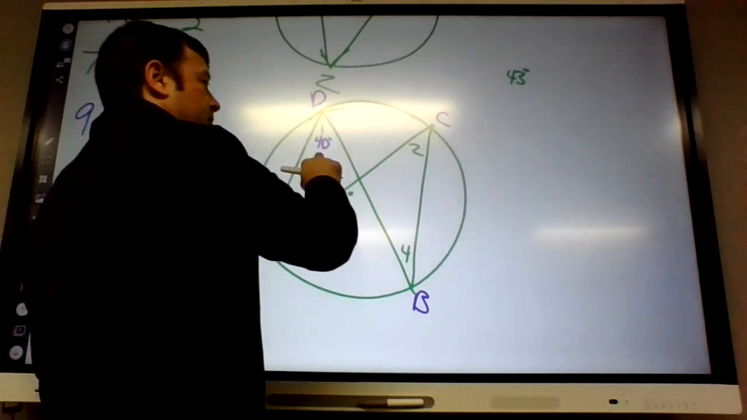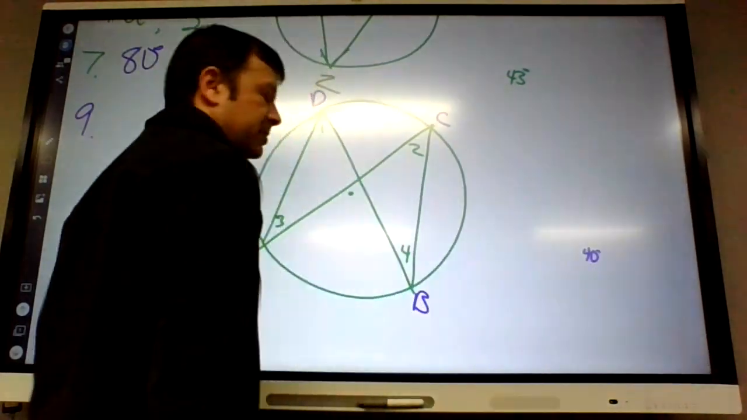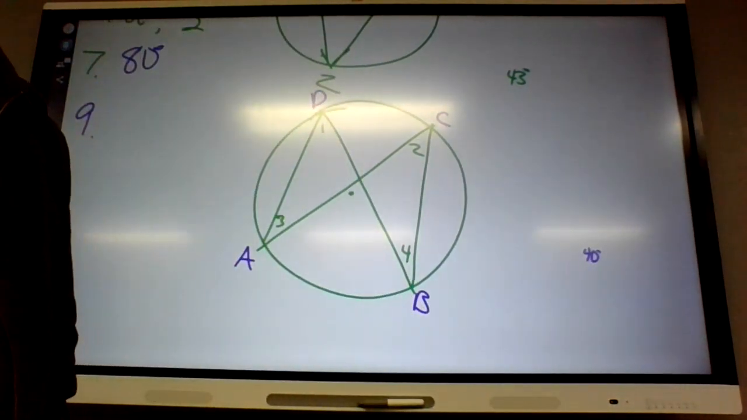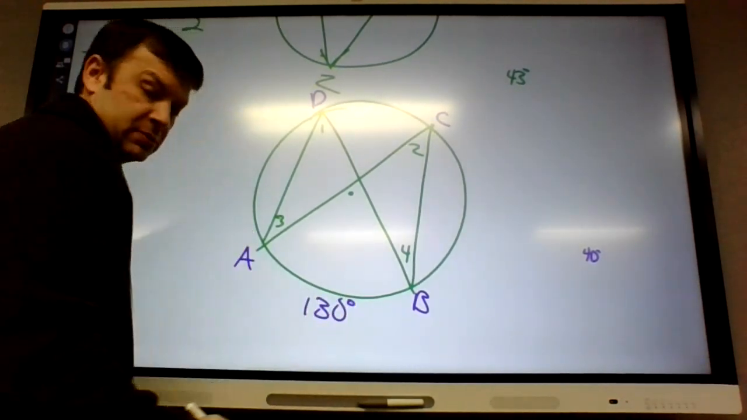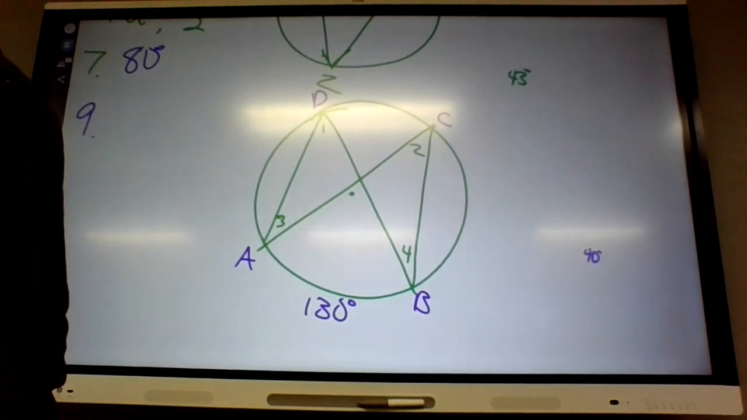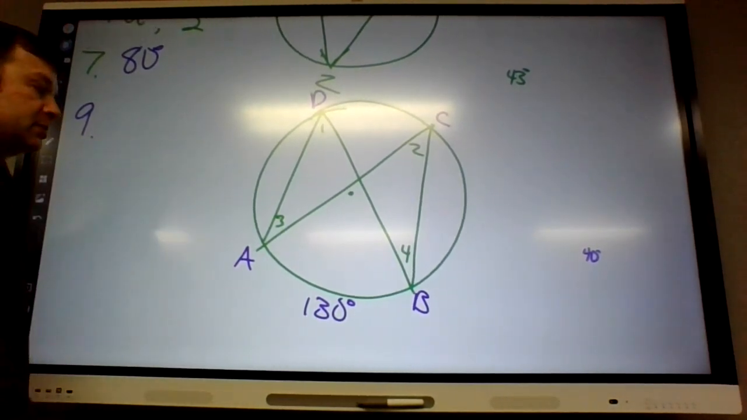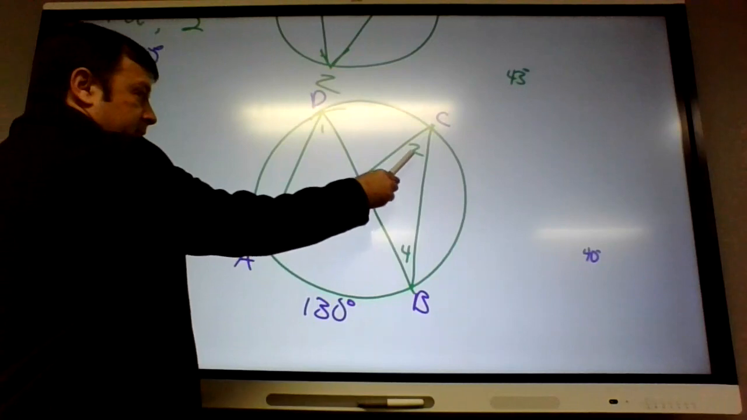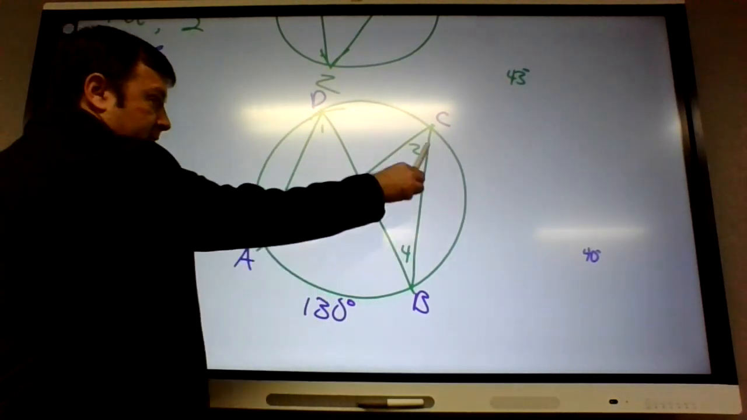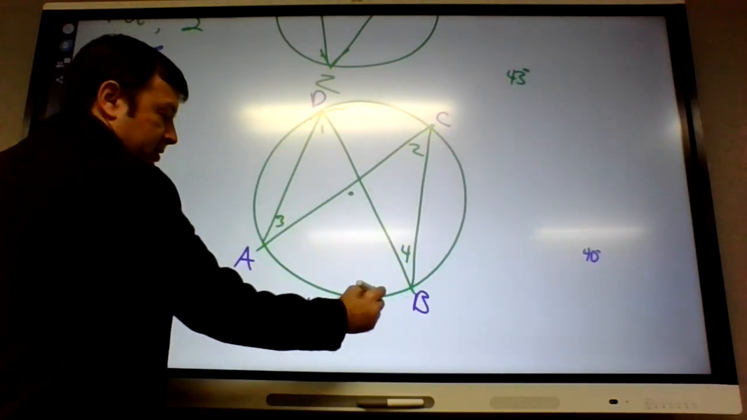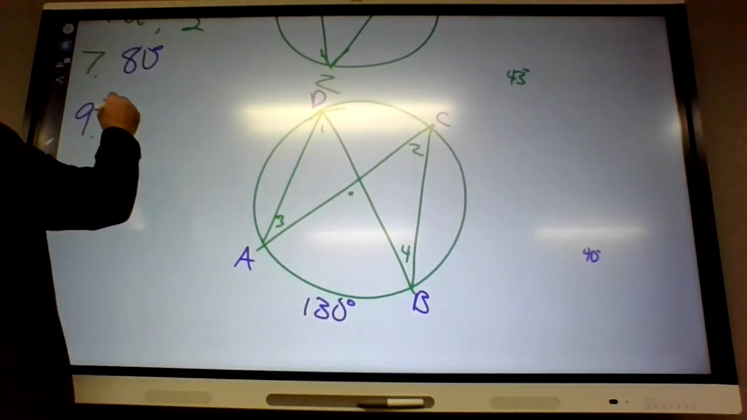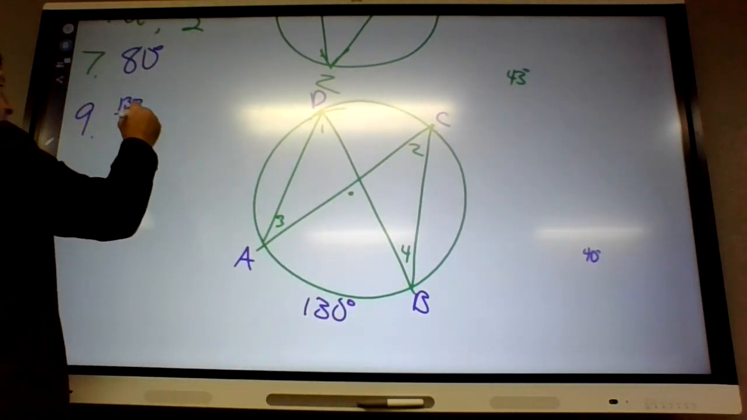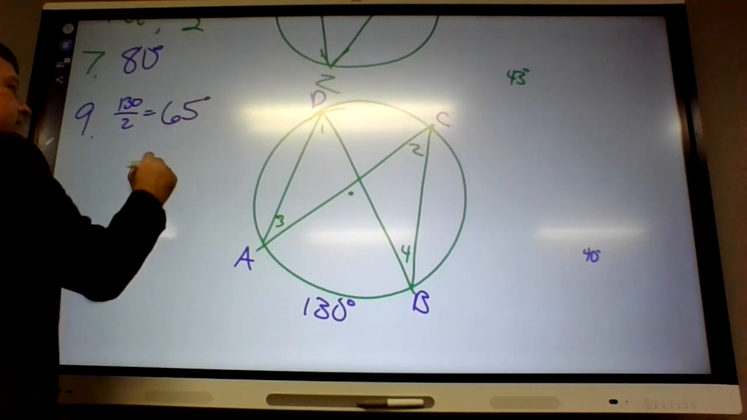I'm going to get rid of that 40 because they keep changing the numbers. Number 9. Arc AB is 130 degrees. Find the measurement of angle 2. Right. Angle 2 also hits this arc. Do you guys see it? So it is half of 130. 130 divided by 2, 65 degrees.